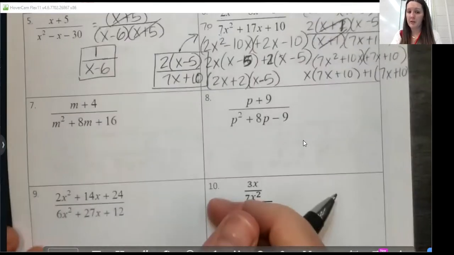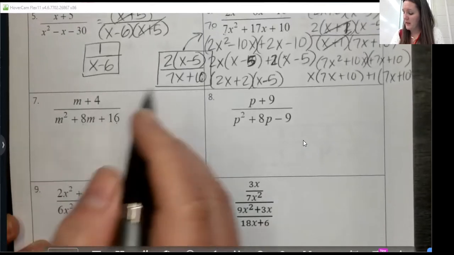All right, let's look at the next one. That probably needed a bigger box. What multiplies to get 16 and adds to get 8?